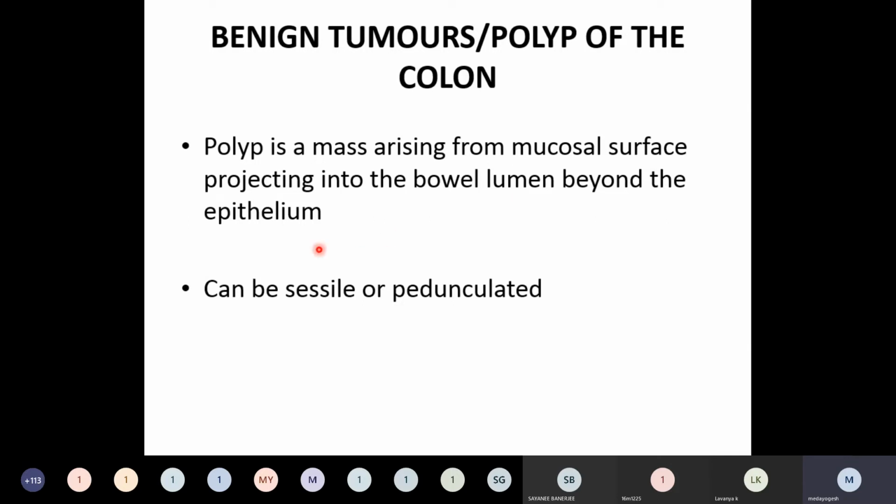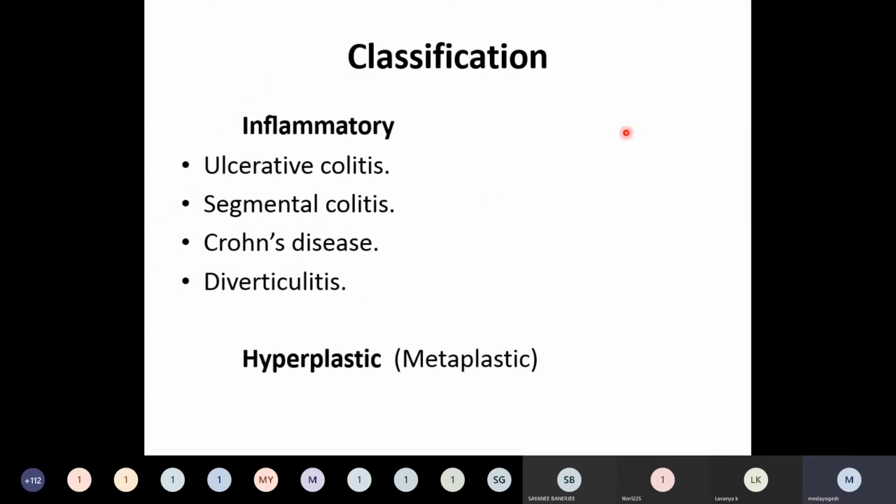These polyps can either be sessile or pedunculated. The pedunculated one has got a stalk attached to the lining mucosa, and usually it is easy to manage. Whereas the sessile one doesn't have any stalk, so it has a broad base and it is difficult to remove. The polyps are usually classified into different types.